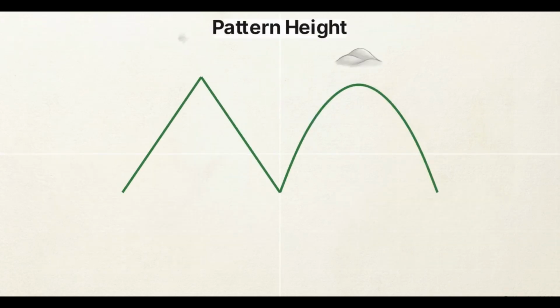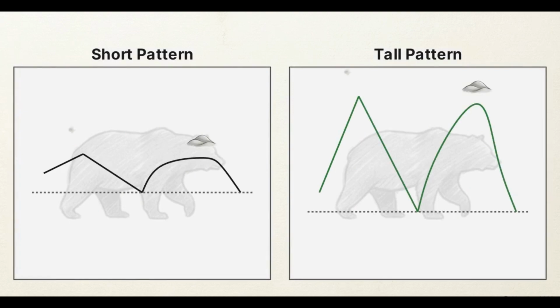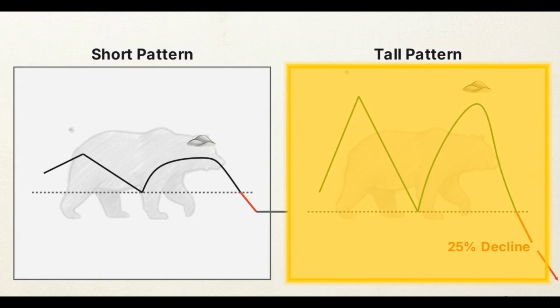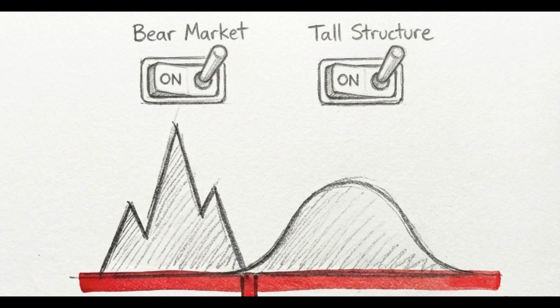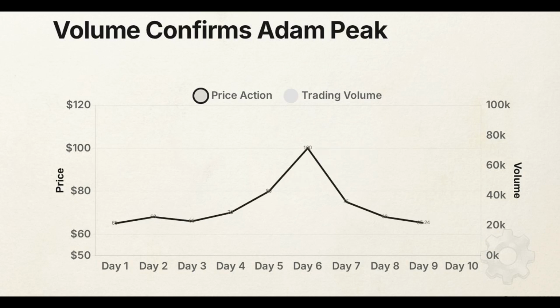The second filter is pattern height. We measure the height as the vertical distance from the lowest point of the valley floor up to the highest peak. Patterns with a large dip between the peaks, meaning a taller overall structure, perform significantly better and lead to deeper downward breakouts. By requiring broader bear market conditions and tall pattern structures, you rigorously filter out weak, low-probability trades before risking your capital. Next, we check the trading volume to confirm the pattern's reliability.